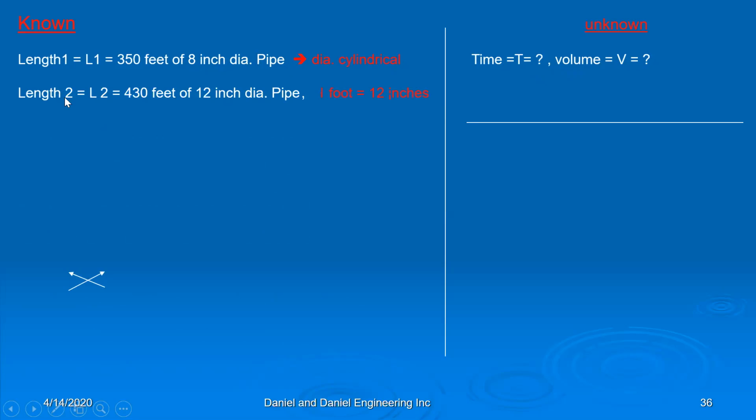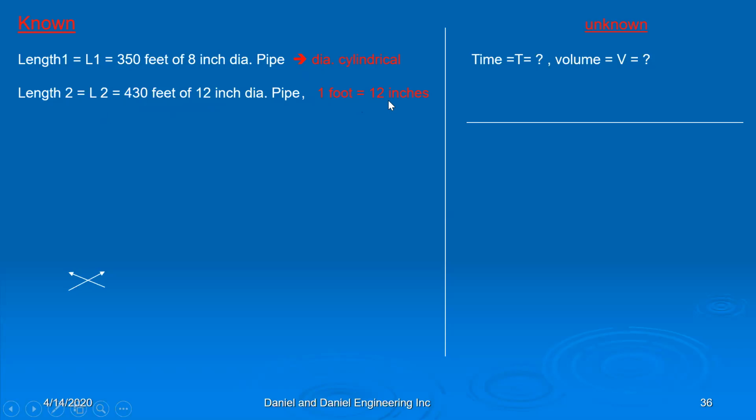I have a second length, length number 2. I call it L1 and L2 to make life easy for you when you're coming down to calculate your answer. You don't want to rewrite the whole word length and the whole word diameter again and so on. That's why we use symbols. I also want to remind you that a foot is 12 inches, because I'm talking about feet of pipe, 350 and 430 feet of pipe, but yet I'm quoting the diameter of the pipe in inches. So bear that in mind.